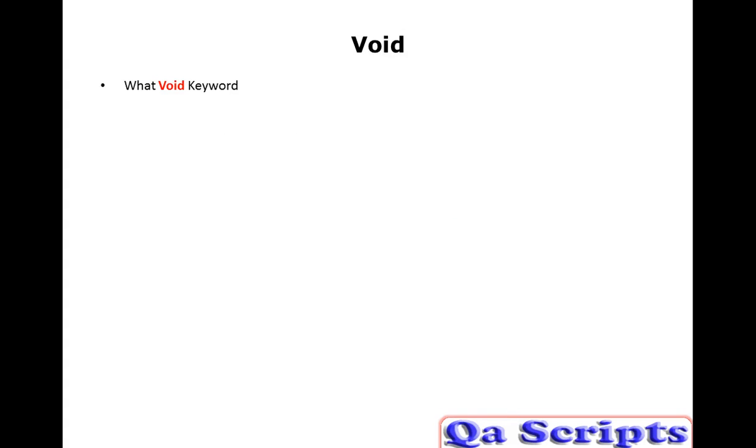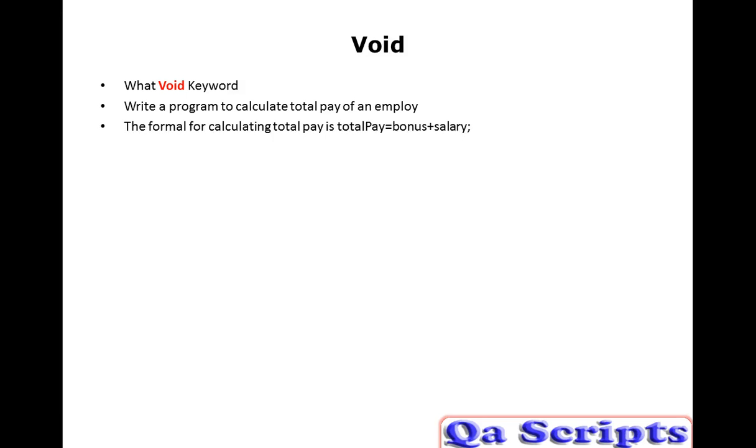What is the void keyword in a class of a Java program? Let us try to understand the importance of void, or the meaning of void, using an example. Write a program to calculate the total pay of an employee. The formula for calculating total pay of an employee is total pay equals bonus plus salary. If you add bonus plus salary, then it will give the total pay of an employee.